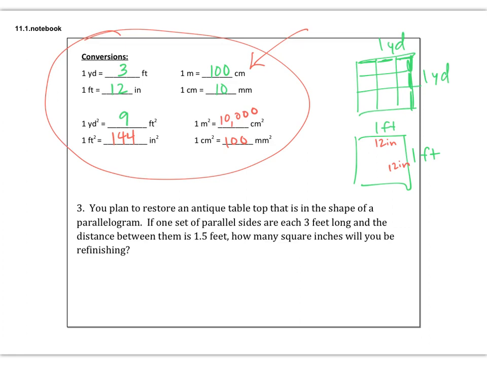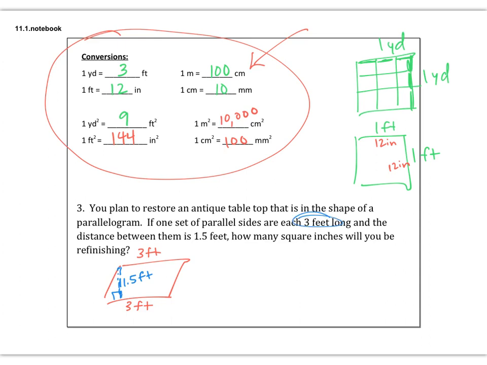So here we go. You plan to restore an antique tabletop that is in the shape of a parallelogram. I always like to draw a picture. So here it is. If one set of parallel sides is each 3 feet long, so here's one set of the parallel sides. They are 3 feet long each, and the distance between them is 1.5 feet. So this height or this distance is 1.5 feet. How many square inches will you be refinishing?